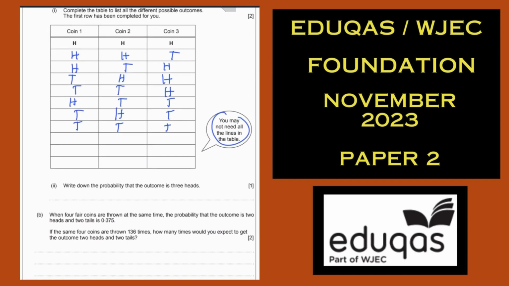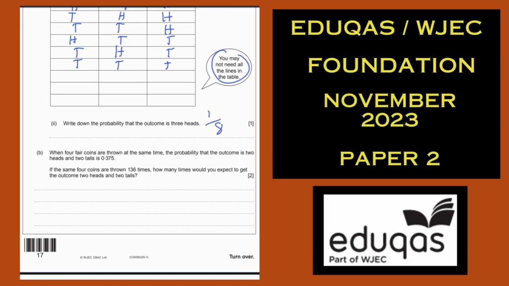But that number 8 also gives you a clue down here. What's the probability of 3 heads? Only one of the lines out of 8 different possibilities. Part B. When 4 fair coins are thrown at the same time, okay, the probability that the outcome is 2 of each is 0.375.